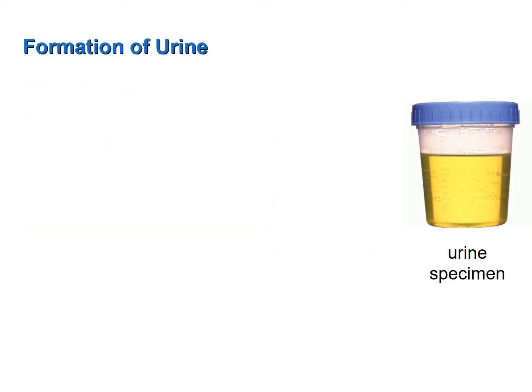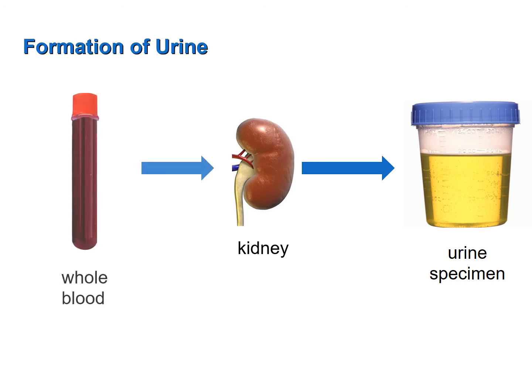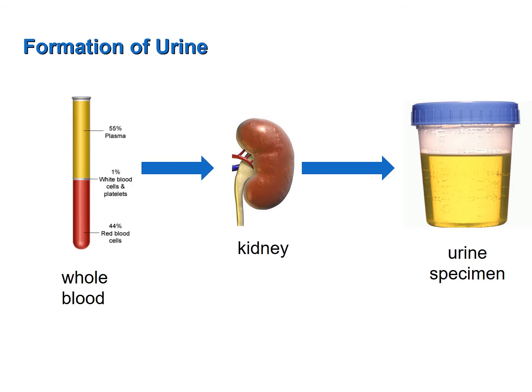Urine is formed by the kidney from blood. So all the components of urine originally came from the blood. Let's take a moment to review the components of whole blood. Red blood cells represent 44% of blood. White blood cells and platelets contribute another 1%, and the remaining 55% of whole blood is plasma.